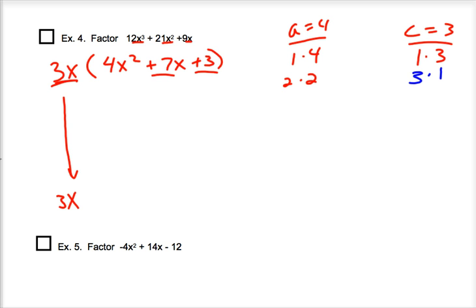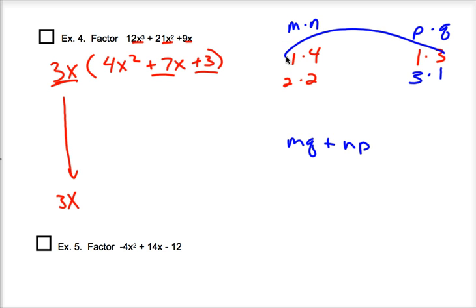Now, I said that this was mn. So on the left was mn. And this was PQ. There we go. Okay, so I want you to do MQ plus NP. Now I just do this in my head. So what I'm doing is I'm taking M times Q, which is 3, and then 4 times 1, which is 4, and I add those up.